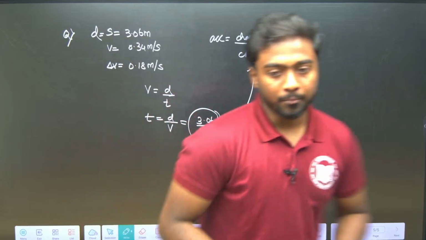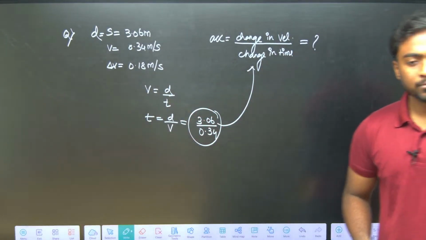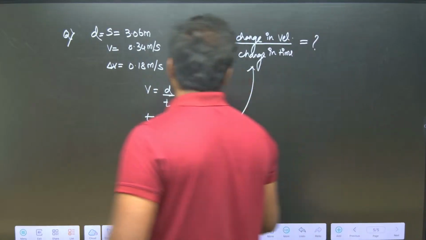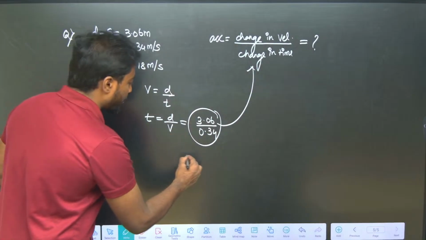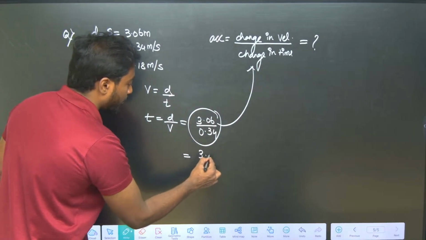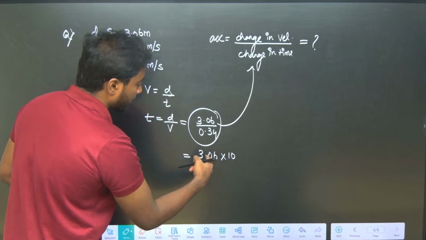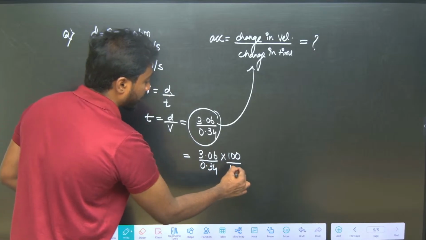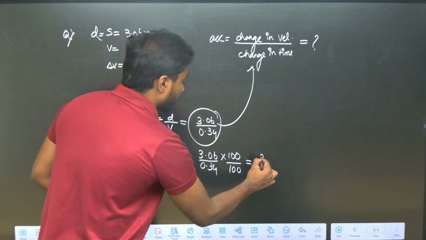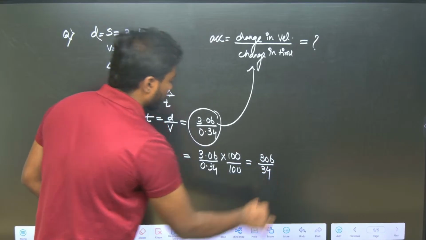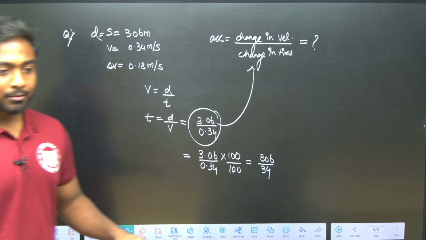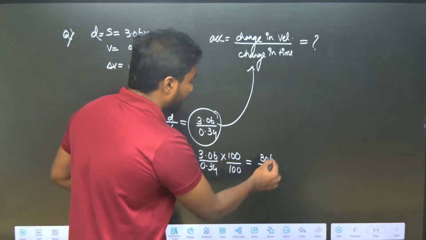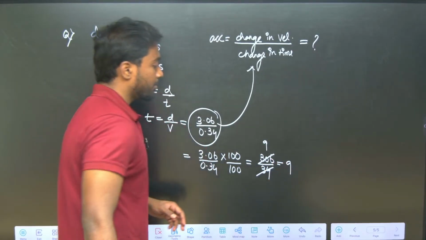Done? Okay. So what was the answer? Okay, 0.02. Let me find. I'll take this one. I need to eliminate the points first. So 3.06 into 100 divided by 0.34 into 100, like 100 by 100 I am taking. So what I will get? 306 divided by 34. So 34 tens is 340. So 340 minus 34 again 306 I will get. So this is 1 times and this is 9 times. So 9 is my time, 9 seconds.